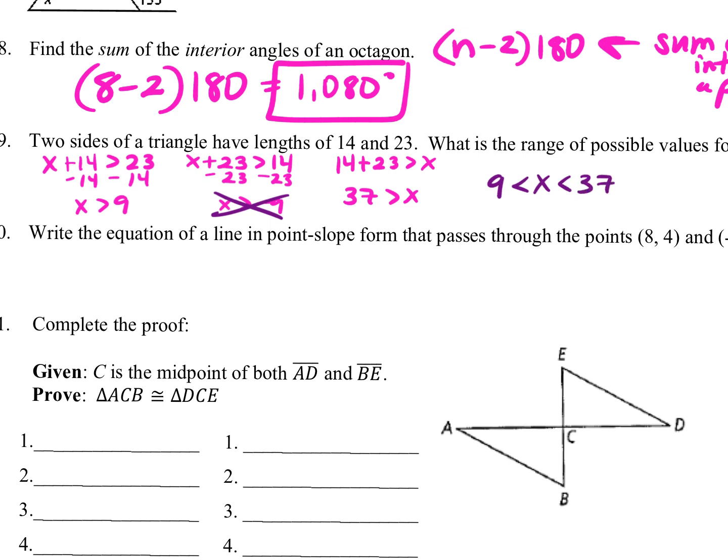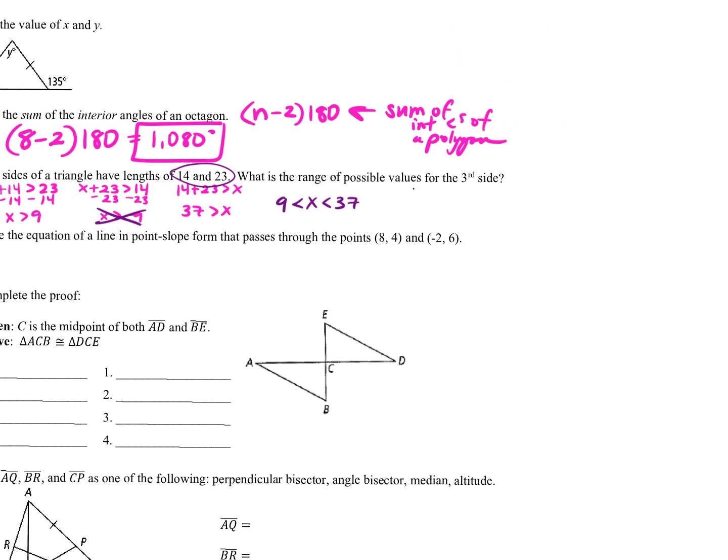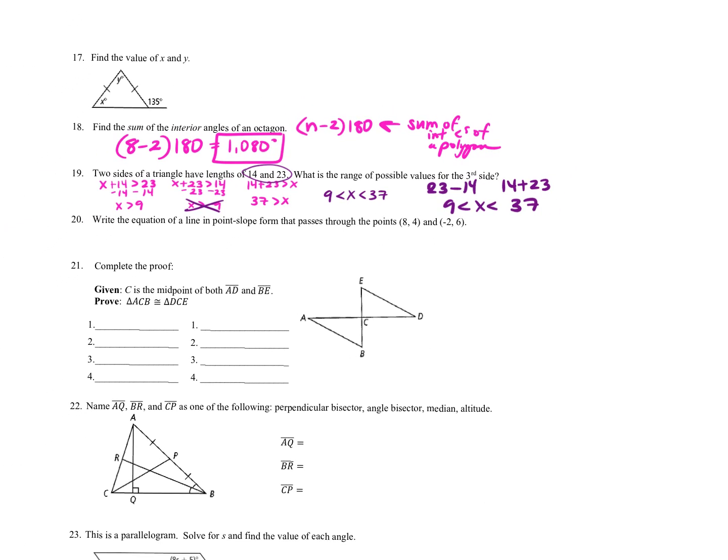Okay, the other thing that we said you could do is you could just subtract these two. So 23 minus 14 is 9. Add them, 14 plus 23 is 37, and that will be your low and high end. So this is your range.